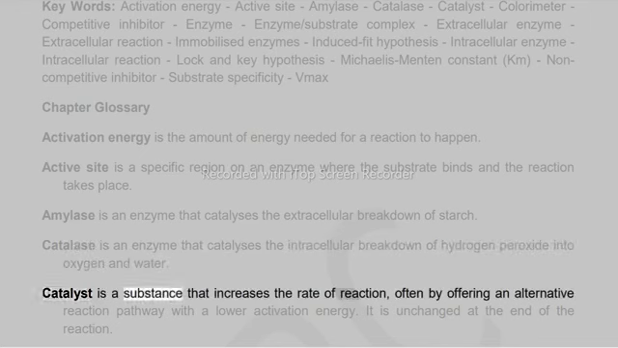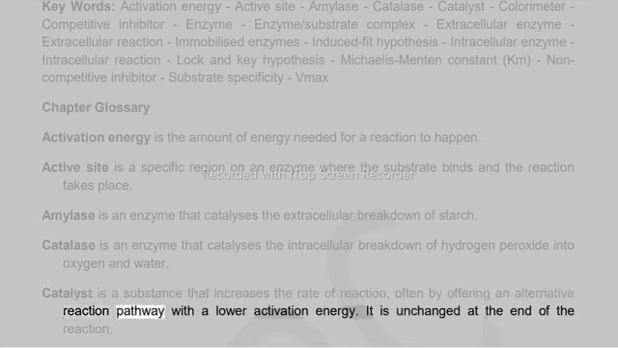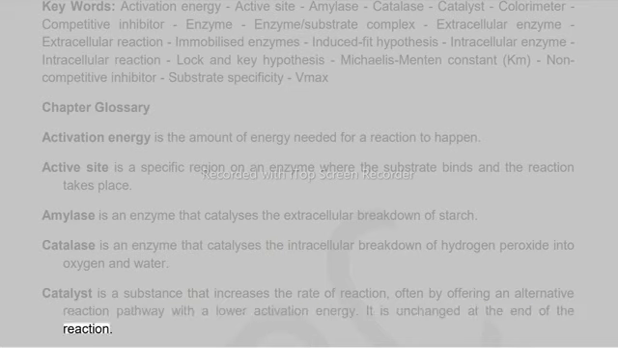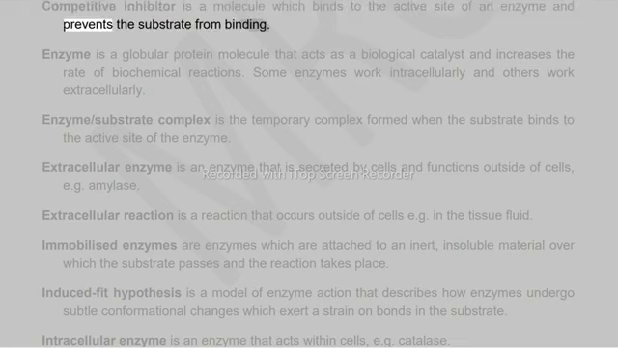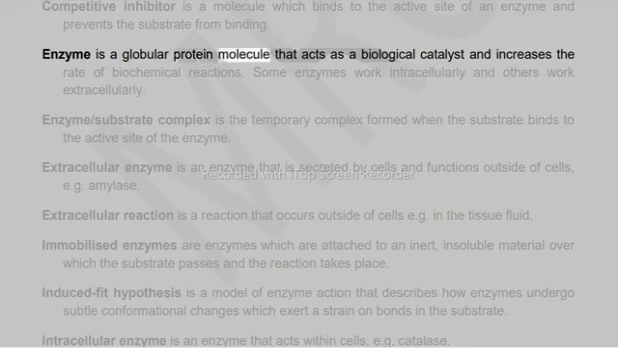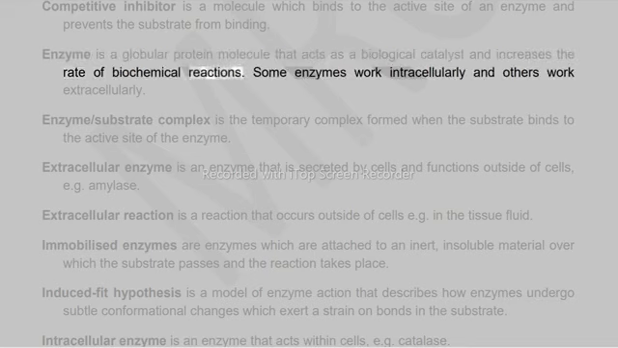Catalyst is a substance that increases the rate of reaction, often by offering an alternative reaction pathway with a lower activation energy. It is unchanged at the end of the reaction. Competitive inhibitor is a molecule which binds to the active site of an enzyme and prevents the substrate from binding. Enzyme is a globular protein molecule that acts as a biological catalyst and increases the rate of biochemical reactions. Some enzymes work intracellularly and others work extracellularly.